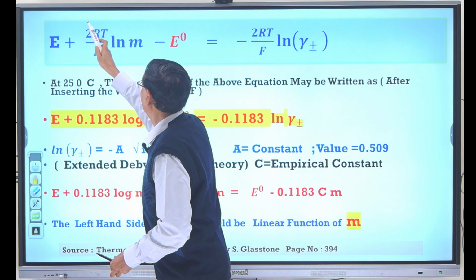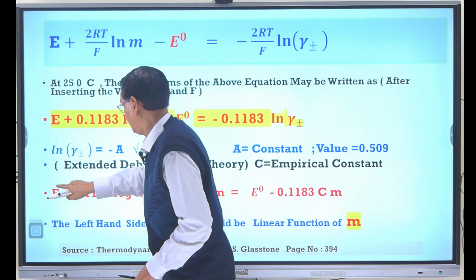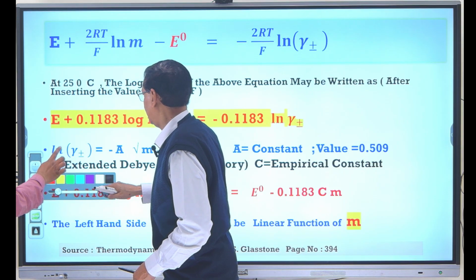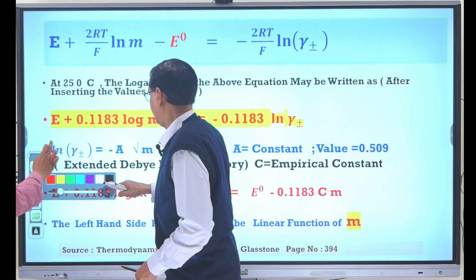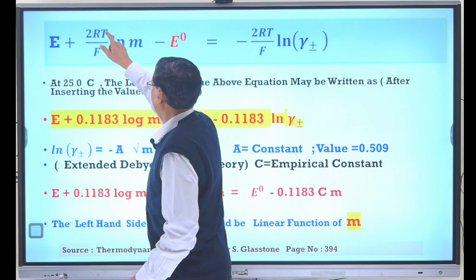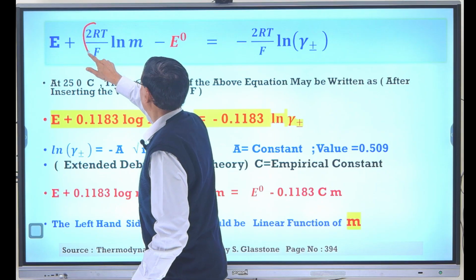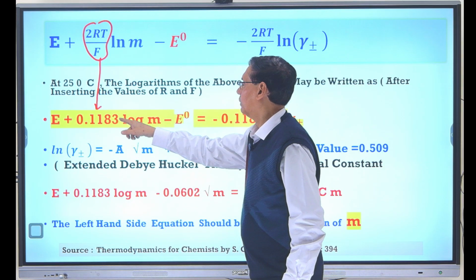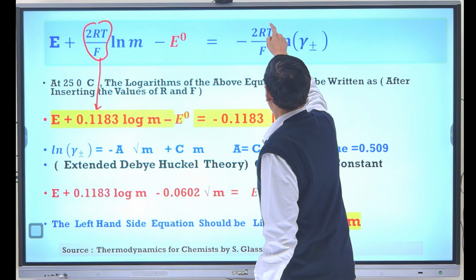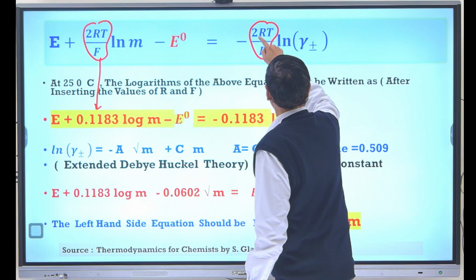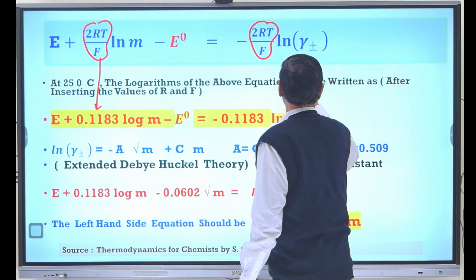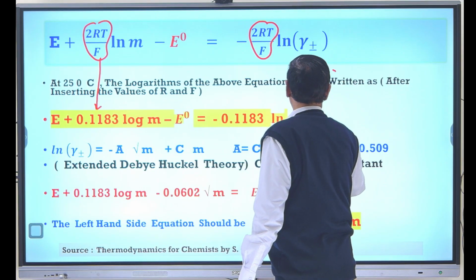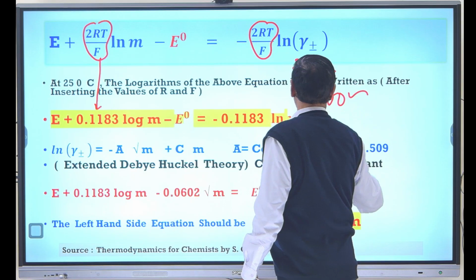So we use this value, which is 0.1183. The same thing here is also at 25 degrees centigrade, of course, with the universal gas constant and F as 96500. So we'll get this thing.